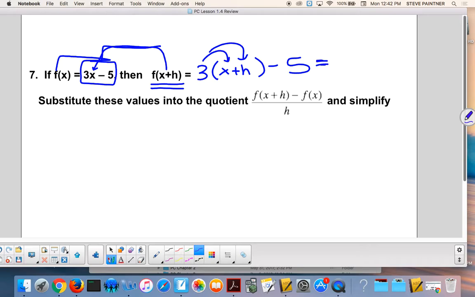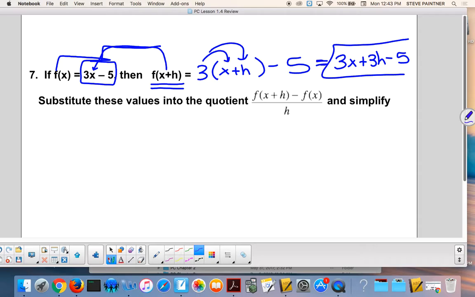Hopefully you substituted this number, x plus h, into x. So you wrote 3 times x plus h minus 5, and you distributed through and got what? 3x plus 3h minus 5, right? And is there anything you can do over there? Like terms anywhere? No? Okay, done. That's the answer, right? Okay, hang on now.